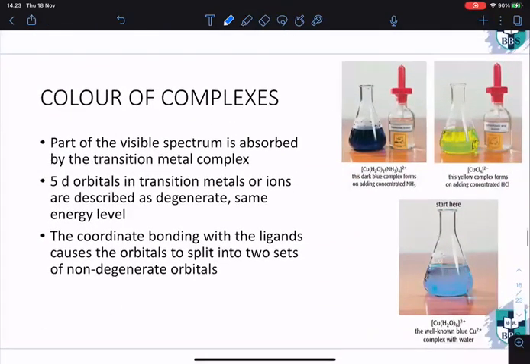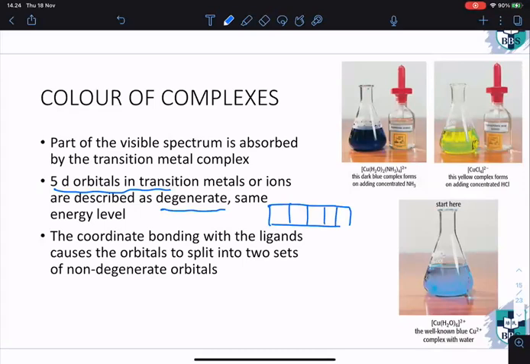The last part that I want to teach you is going to be related to color of complexes, because they form complexes, part of the visible spectrum. If you have normal light, it is absorbed by the transition metal complex. In the transition metal, the d orbitals are known as degenerate. Degenerate means they have the same energy level. It means all the 5 orbitals have the same energy level. That is the meaning of degenerate.